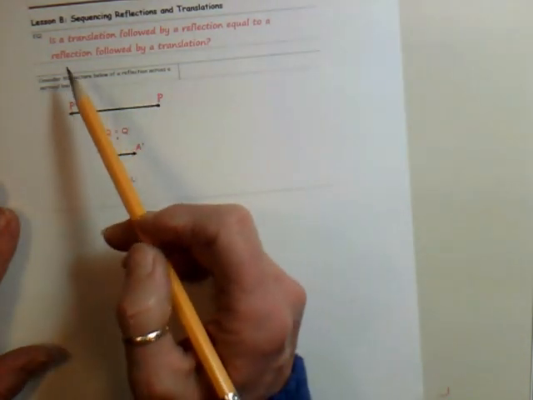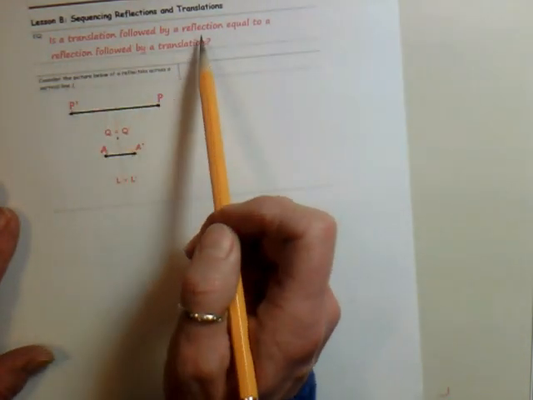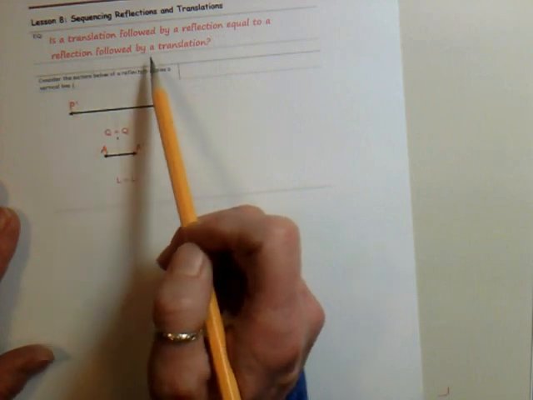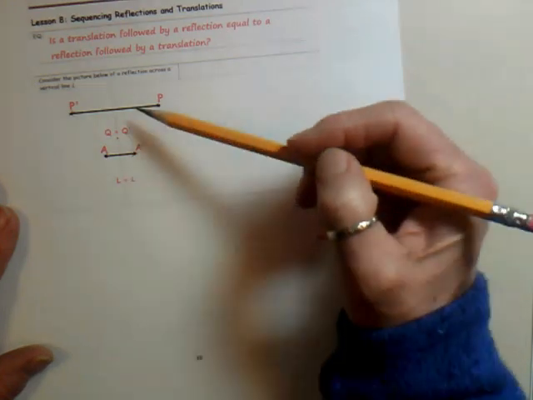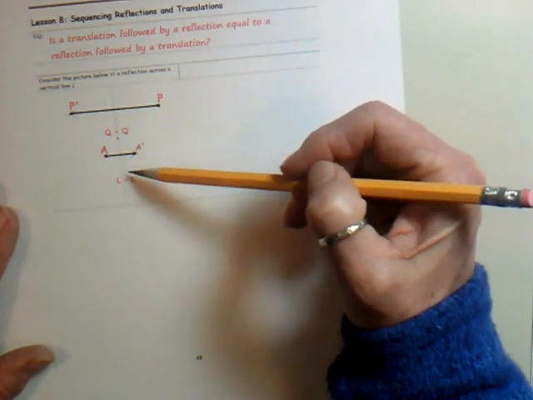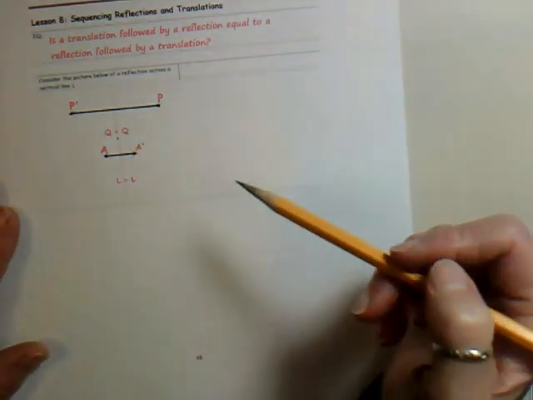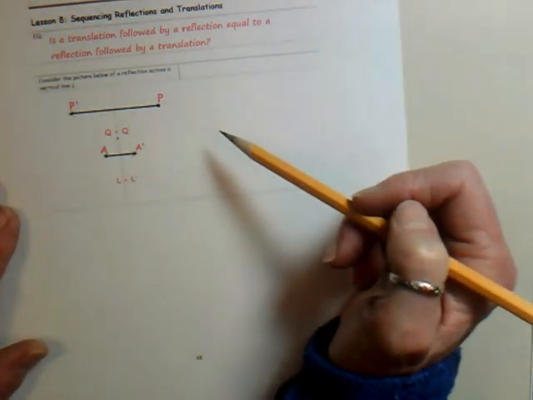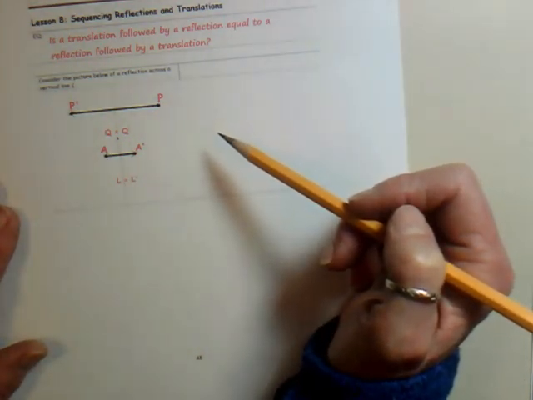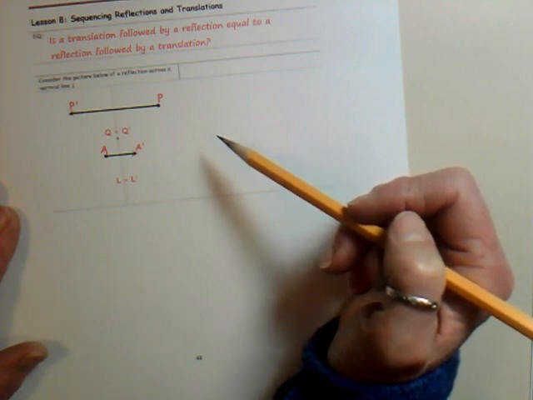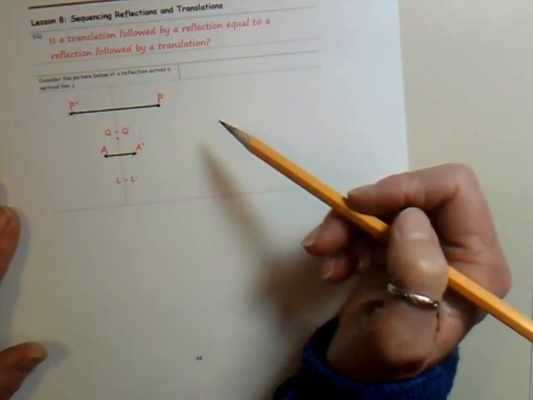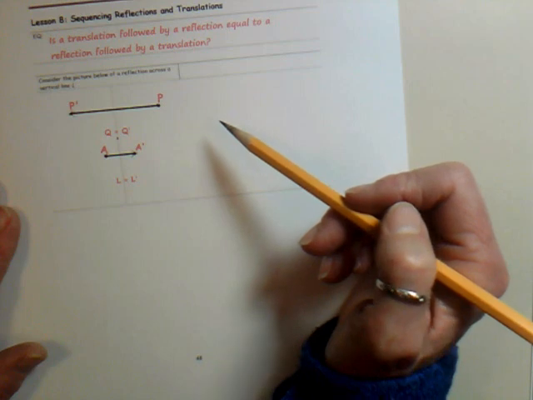Our essential question for this lesson: is a translation followed by a reflection equal to a reflection followed by a translation? Consider the picture below of a reflection across a vertical line L. In Lesson 7, there was an introduction to sequence of translations. It was clear that when a figure was translated along a vector, we could undo the move by translating along the same vector, but in the opposite direction, creating an inverse transformation. Well, not all transformations can be undone. For that reason, we'll investigate a sequence of reflections.